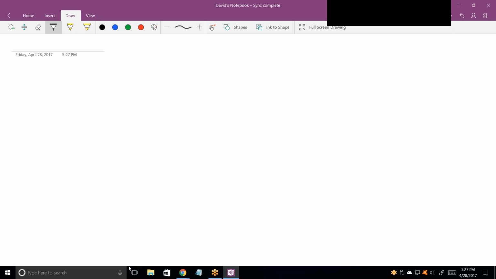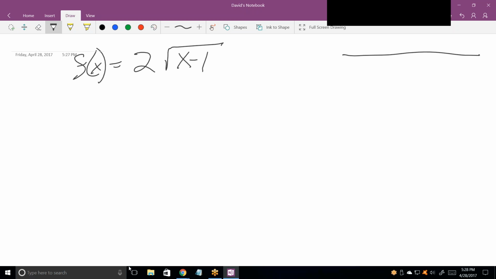So this is graph the function f of x equals 2 times the square root of x minus 1. It says to graph the leftmost point and 3 additional points. All right, so they want you to graph this by making a table, which is not a method I'm particularly fond of, but it works.